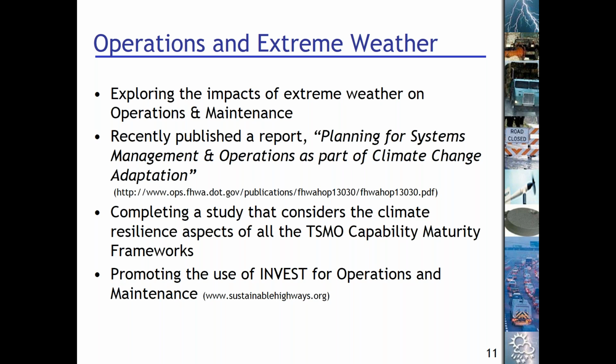So we published a report last year on planning for system management and operations as part of climate change adaptation. We are completing a study right now that considers the climate resilience aspects of the transportation system management and operations capability maturity frameworks. So in other words, for those of you who are familiar with the capability maturity models and those frameworks, they have been developed with current conditions in mind. Now we're saying, what do we need to be thinking about as things change and as we see more frequent extreme weather events? How do we need to better manage our system and prepare for the longer range impacts?